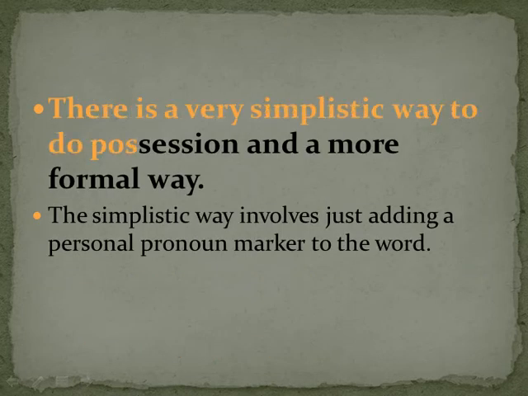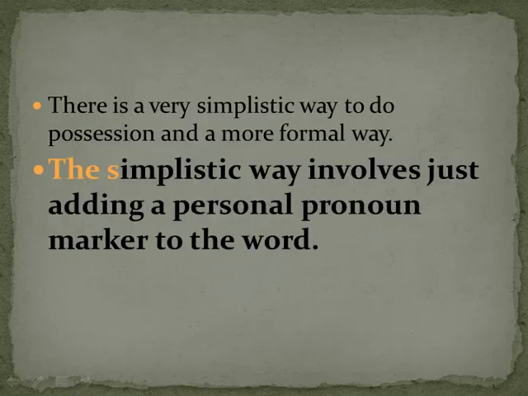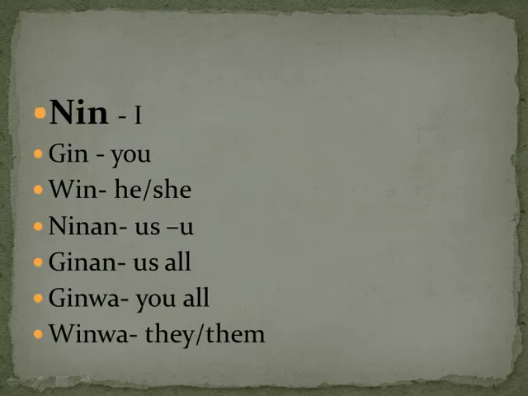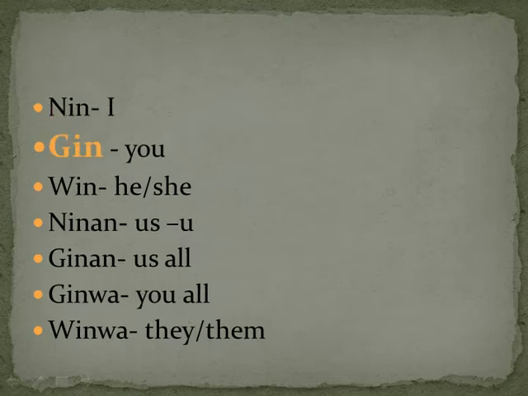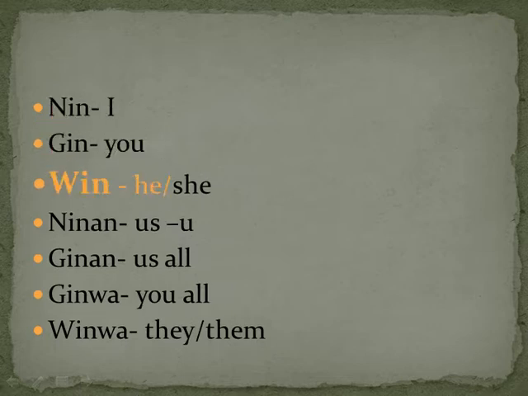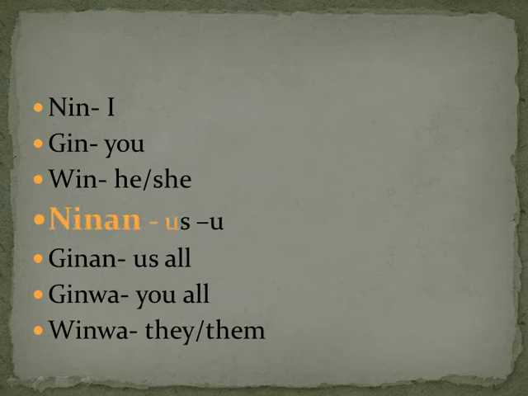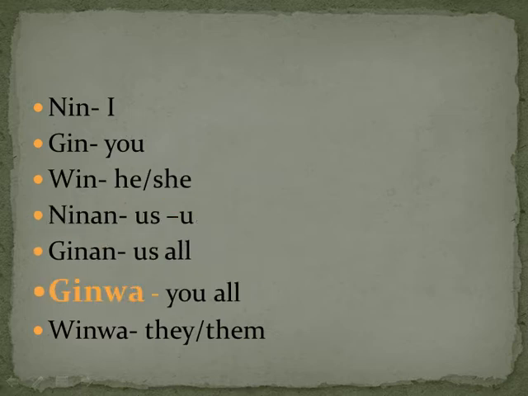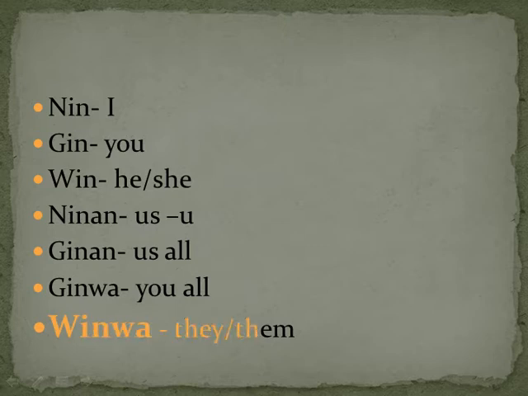There's a very simplistic way to do possession and a more formal way. The simplistic way involves just adding a personal pronoun marker to the word. Now, if you'll remember, neen indicates I, geen indicates you, ween indicates he or she, ninan equals us but not you, ginan is us all, ginwa is you all, weenwa is they or them.